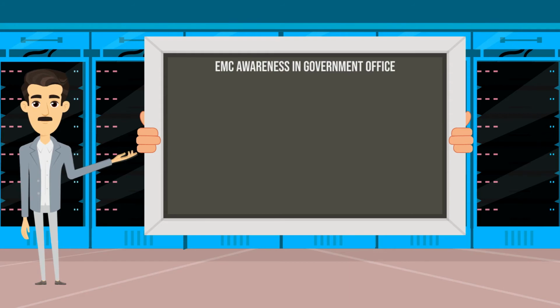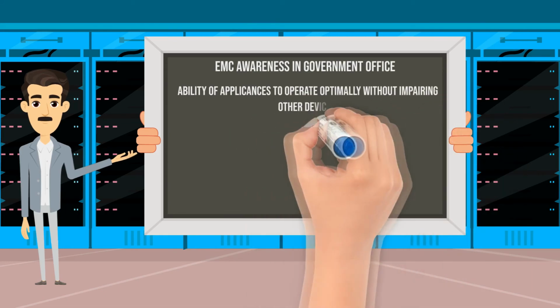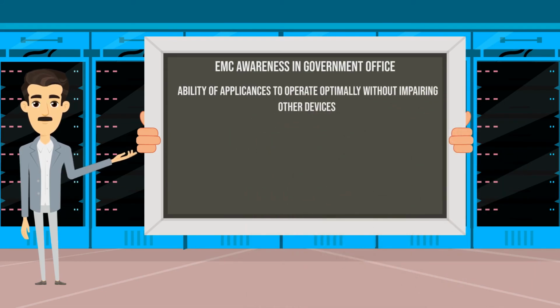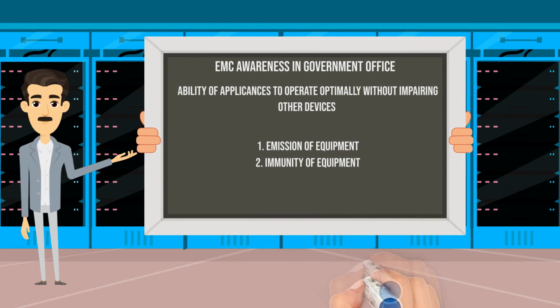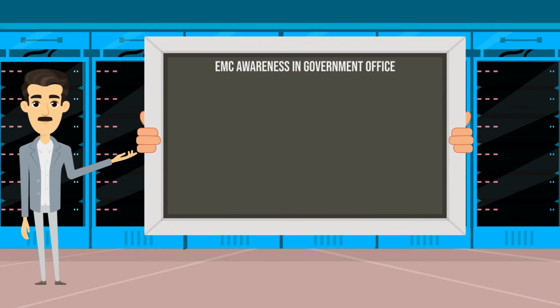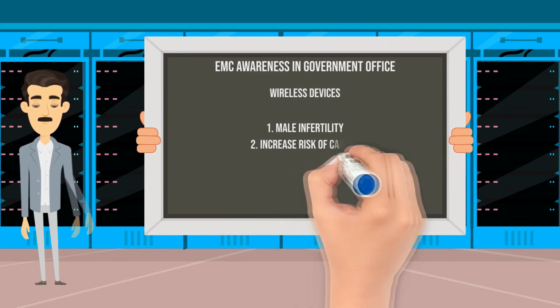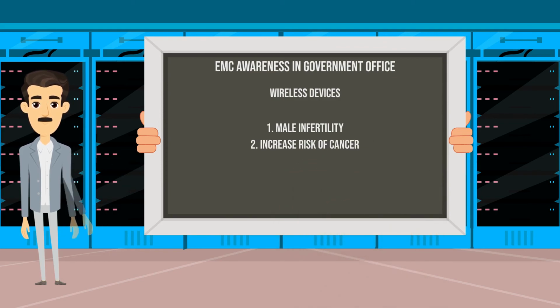Firstly, we have talked about what is electromagnetic compatibility, which is the ability of appliances to operate optimally without impairing other devices. There are essentially 2 elements of EMC, which are emission and immunity of the equipment. Next, we have explained the effects wireless devices can cause on us, which is that they can cause male infertility and increase the risk of cancer, to name a few.